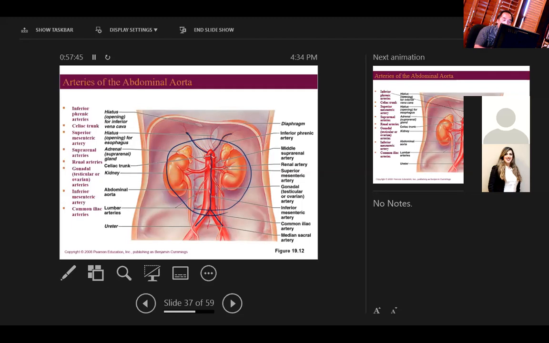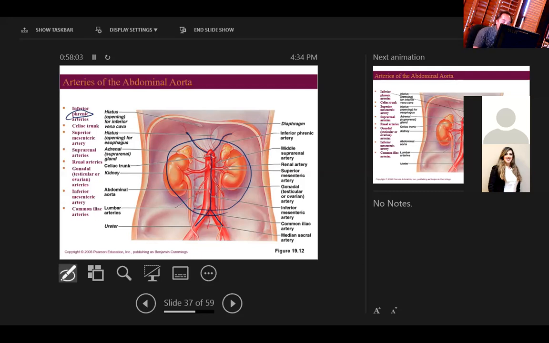What is Latin for diaphragm? Phrenic. Phreno in Latin means diaphragm, okay? So the inferior phrenic artery is the one that goes to the side. That's under the diaphragm. That's a branch of the abdominal aorta.